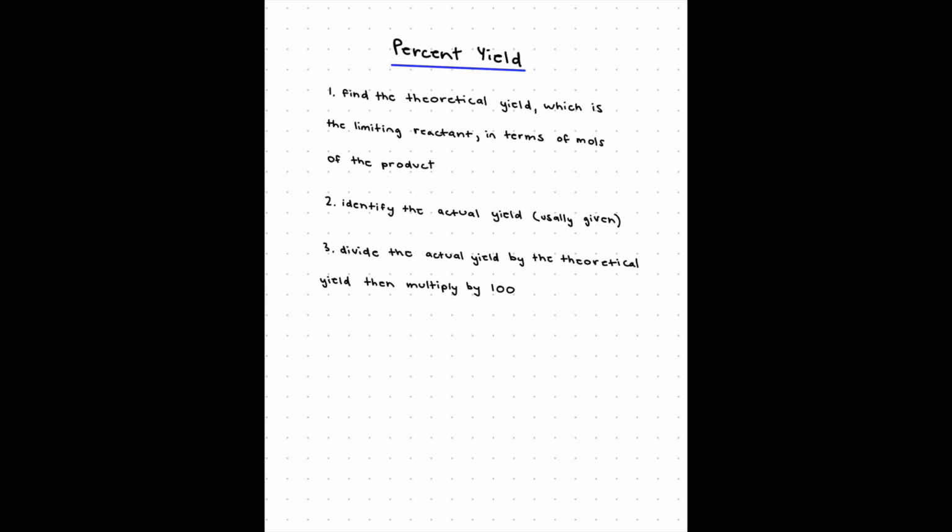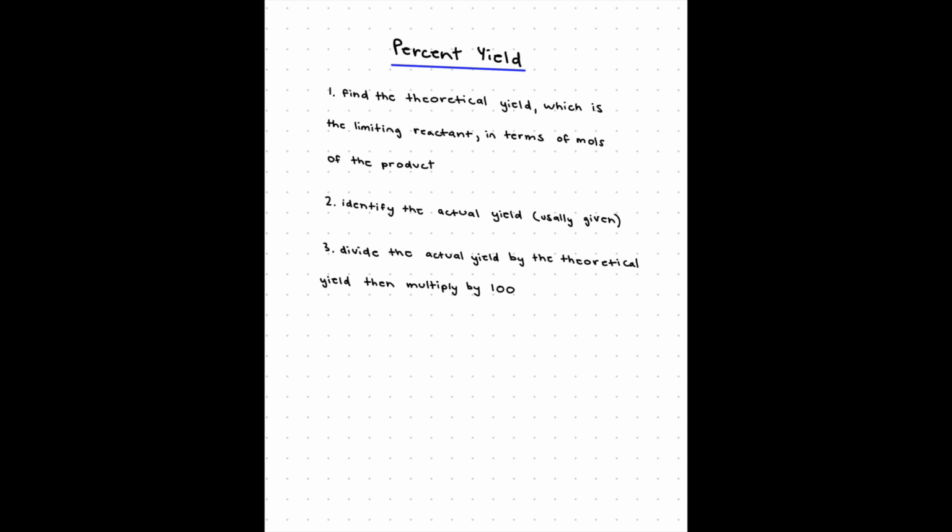Now moving on to solving percent yield problems. The first step is to find the theoretical yield, which is the limiting reactant in terms of moles of the product or mass of the product. It doesn't matter whether the values are given in moles or masses, just make sure the units of the theoretical yield and the actual yield are the same.